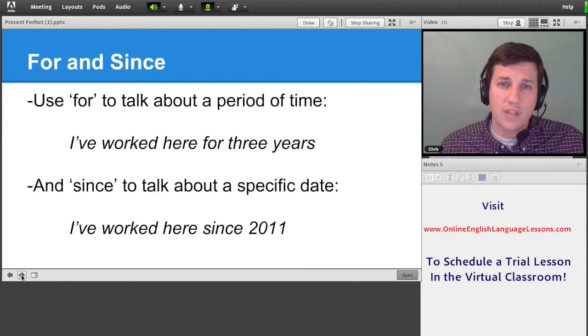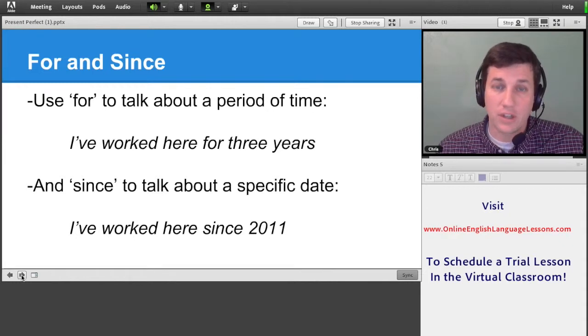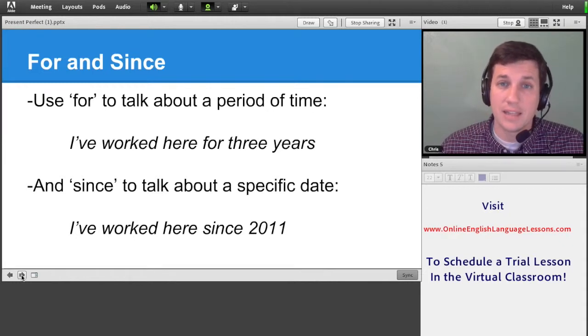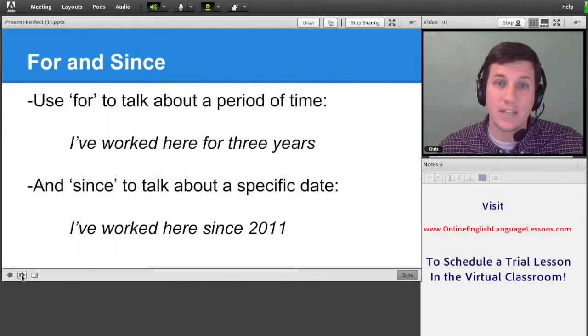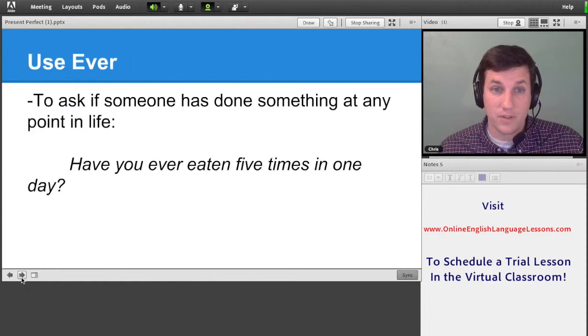So 2 words that we use a lot with the present perfect are for and since, and I want to highlight these because English learners very often make mistakes with them because it's easy to get them confused. We use for when we're talking about a period of time. I've worked here for 3 years. We use since when we're talking about a specific date. I've worked here since 2011. In both of these, we're using the present perfect, and again, it's easy to get them confused.